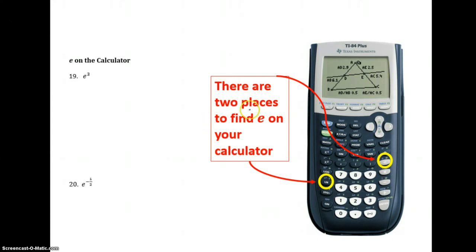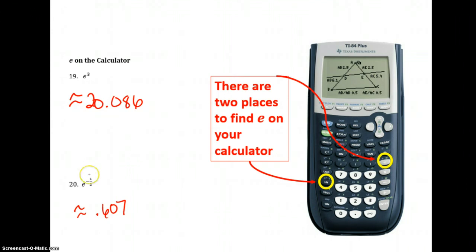So if I use either one of those and I type in e to the 3rd power, I get an answer that, when rounded to 3 decimal places, would be 20.086. All I did was type in e to the 3rd. Same thing I could do with e to the negative 1/2. That would give me about 0.607. So make sure you practice both of those with your calculator and pushing all of the buttons.